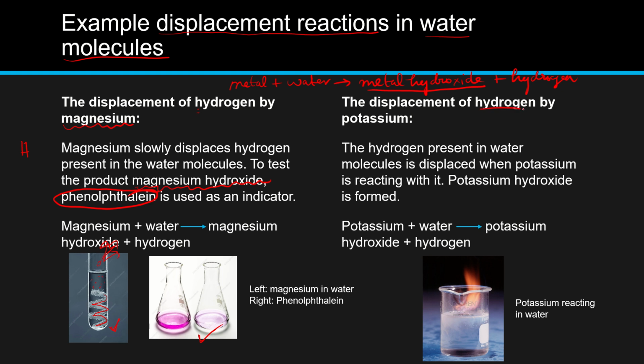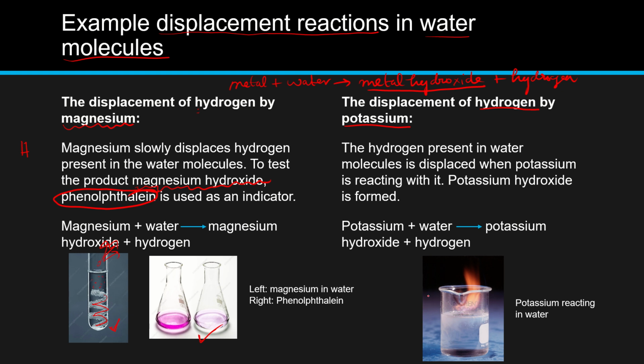Displacement of hydrogen by potassium. Like magnesium, potassium is also another metal which displaces hydrogen. The hydrogen present in water molecules is displaced when potassium is reacting with it. Potassium hydroxide is formed. So this is potassium reacting in water. Once potassium is placed in water, it bursts immediately into flames. That is a property of potassium.